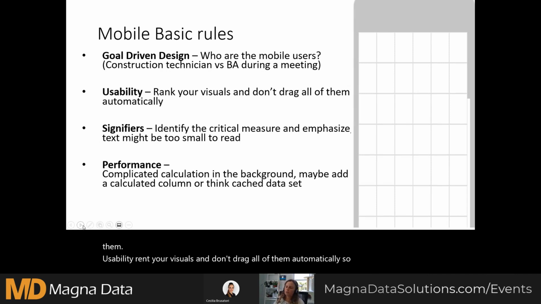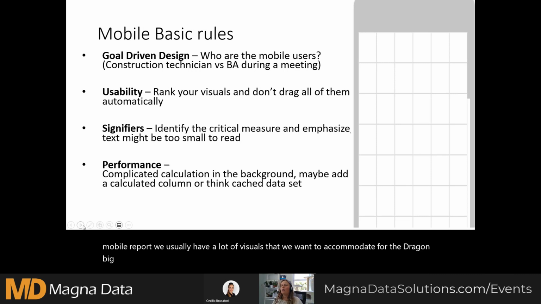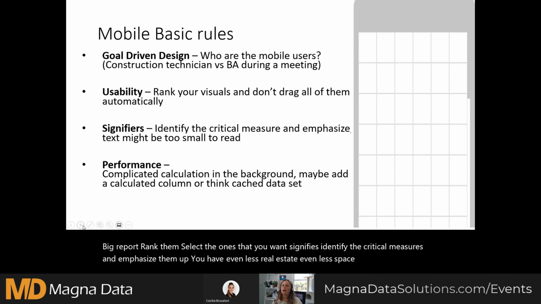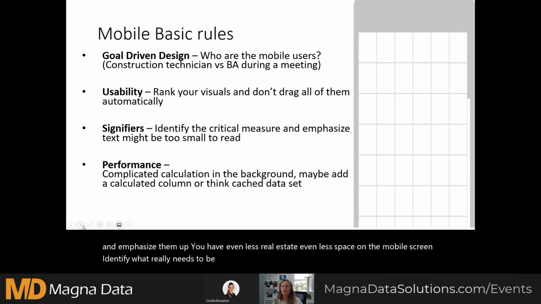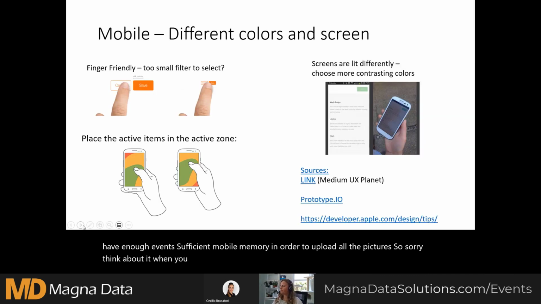Before we create the mobile report, we usually have a lot of visuals that we want to accommodate from a big report. Rank them, select the ones that you want. Signifiers: identify the critical measures and emphasize them. You have even less real estate, even less space on the mobile screen. Identify what really needs to be shown. Be mindful of performance. Again, the internet might be a little slower until things are loading into your cache on your mobile. You might not even have sufficient mobile memory to load all the pictures. So think about it when you are designing your report.